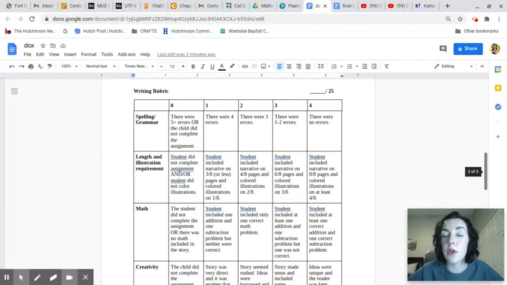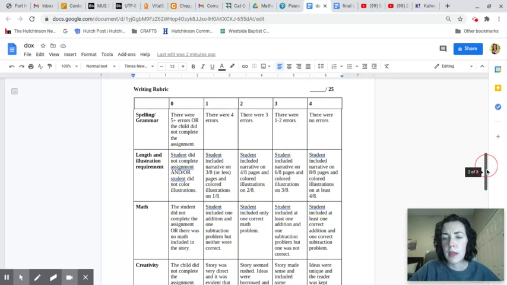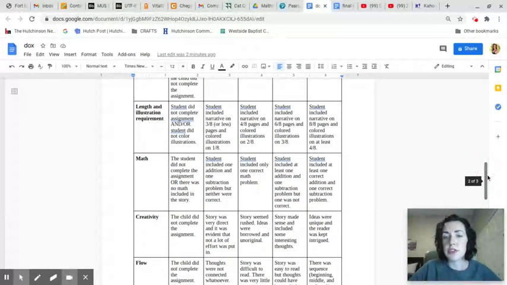So spelling and grammar, to get a 4, you didn't make any spelling errors, any grammar errors. The length and illustration requirement, so the book would be 8 pages long. The students need to have written dialogue on 8 out of 8 pages, but I'm only requiring them to have illustrations on 4 out of 8. As for the math, the students included at least 1 correct addition and 1 correct subtraction problem.